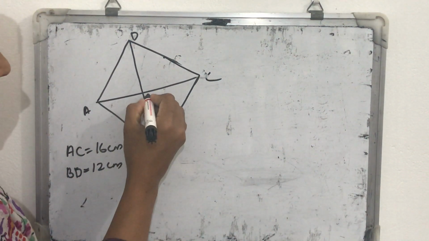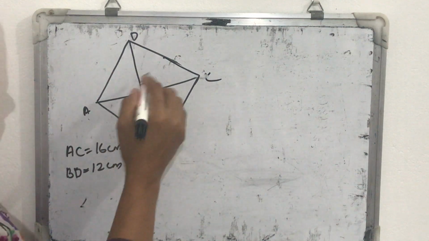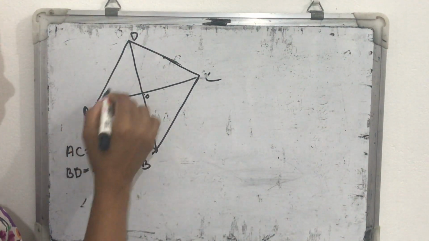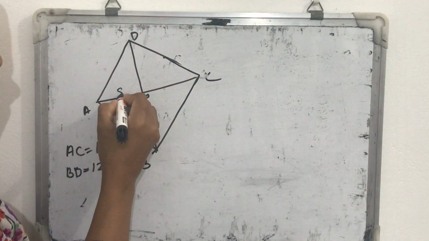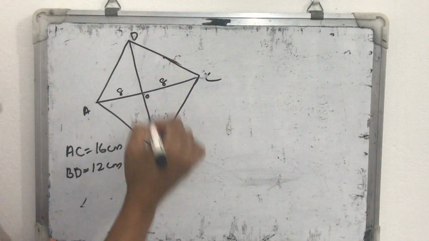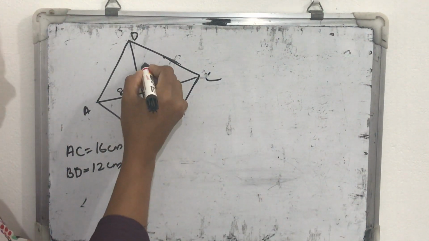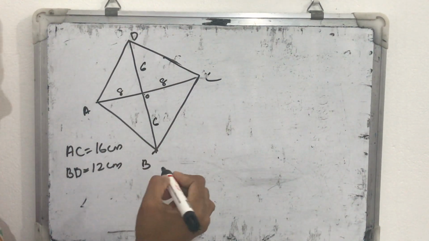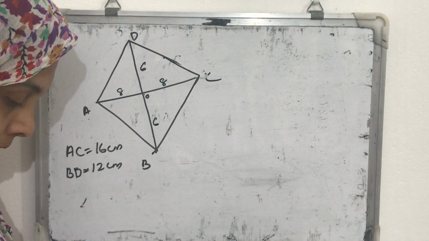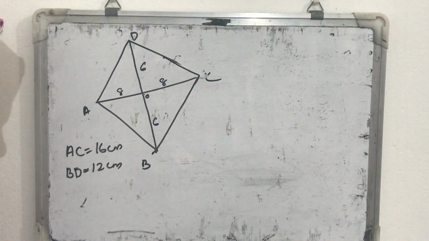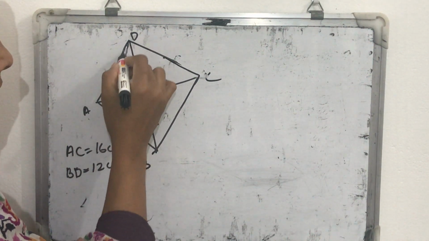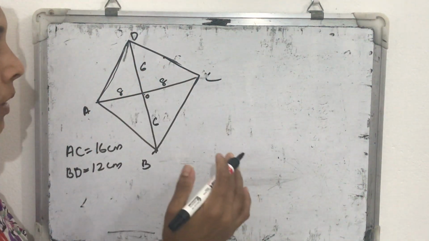So this is the meeting point of the two diagonals. If AC is equal to 16 centimeters, each half length will be 8 centimeters. And BD is equal to 12 centimeters, so each half will be 6. Then we want to find the length of any side of the rhombus. If we find any one side, all sides will be equal.